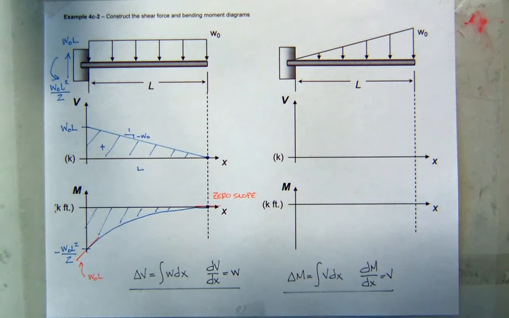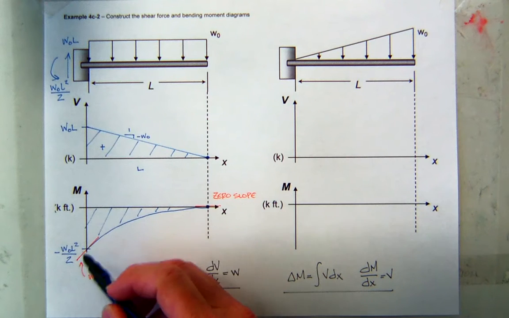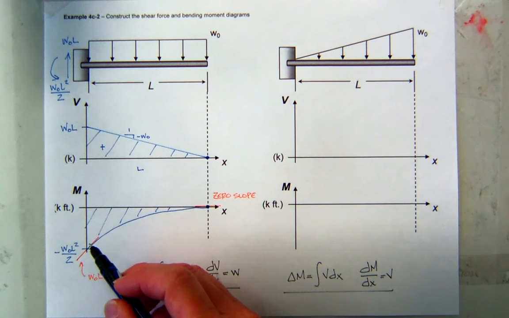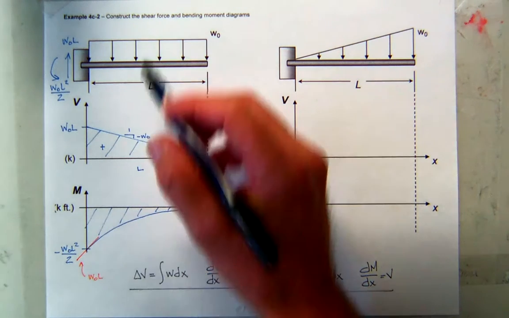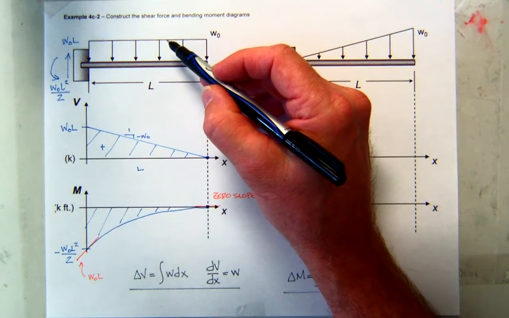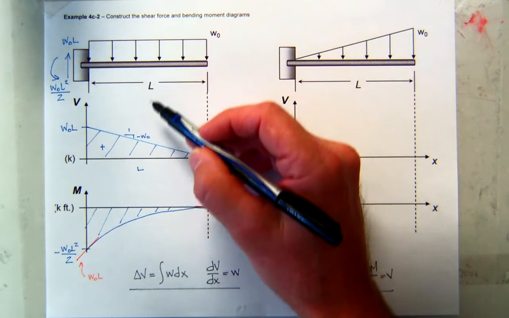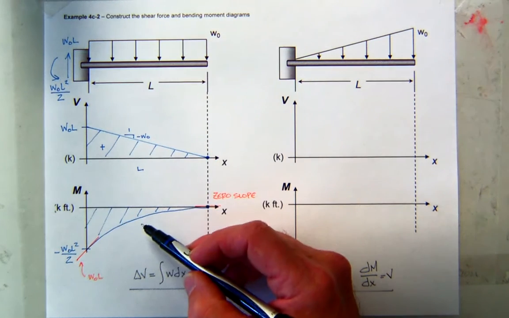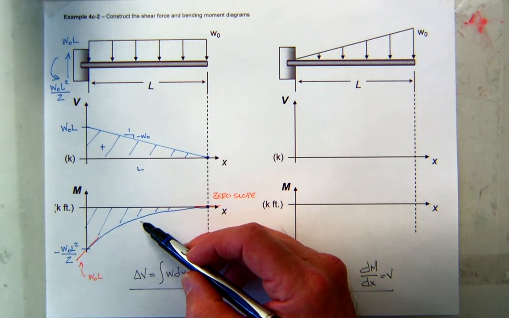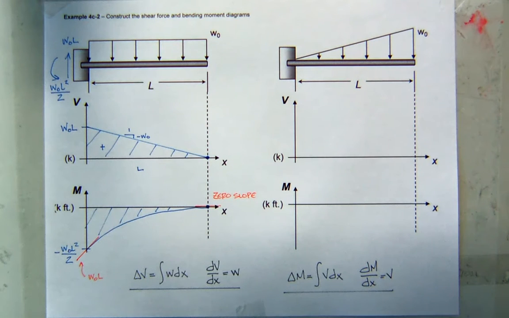So what's the maximum moment in this beam? It looks like it's negative W naught L squared over 2 that occurs at the fixed connection. So this started off as a line with no slope. Now it's got a slope. And now this should be what? Parabolic. Second order. So far, so good? All right, let's try this guy.